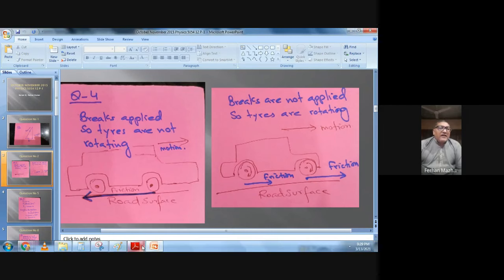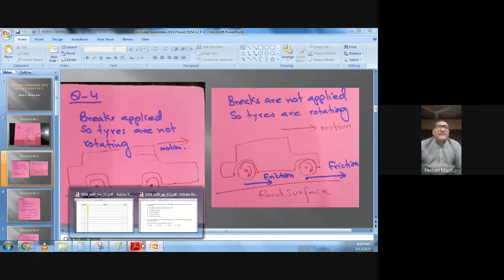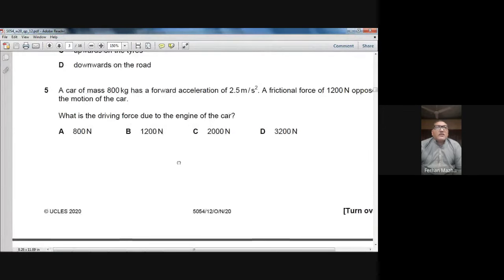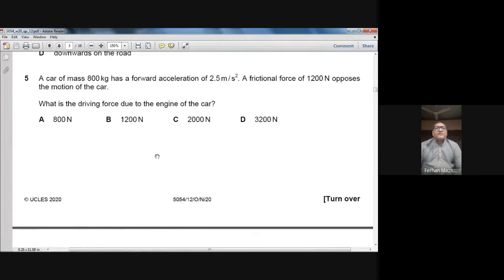Okay. The next question, question number 5, is on your screen. A car of mass 800 kg has a forward acceleration of 2.5 meter per second square. A frictional force of 1200 Newton opposes the motion of the car. What is the driving force due to the engine of the car?